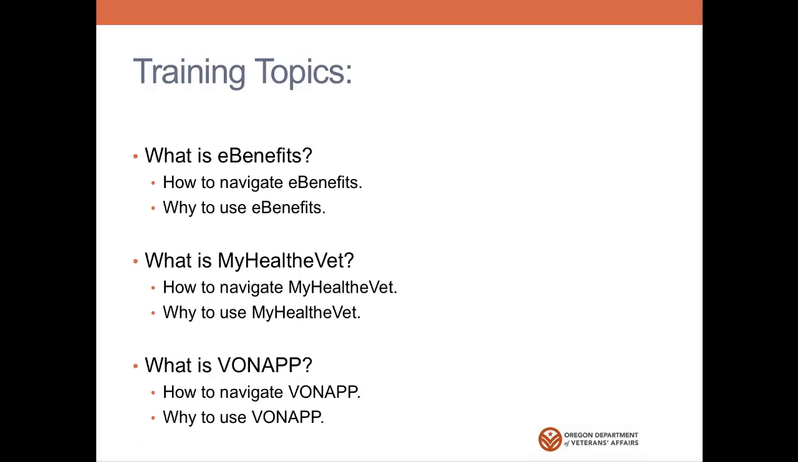So our discussion topics for today is, what is eBenefits? That's a great program that has access to a lot of different things. And then there's My Healthy Vet. This is for those veterans who are enrolled in VA healthcare and want to keep in contact with their medical provider. And then there's a program called VONAP, VA's online application program. This is for veterans who want to apply for VA education benefits. We're going to look at each one of these tools. Now, by no means is this the only tools that's available out there, but these are the ones that the VA is most commonly using right now.